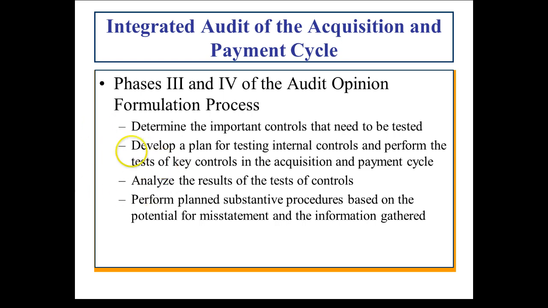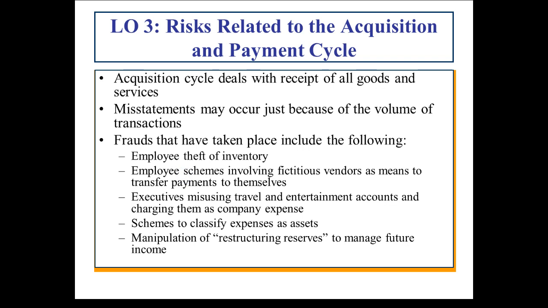Then as we move on to the phase three and four of this process, we need to pay attention to those controls that need to be tested, then develop a plan for testing the controls, look at the results, and based on those results of trusting the controls, perform some various additional tests, substantive in nature. So acquisition cycle, we're dealing with receipt of goods and services. Now, just because of the mere volume of the transactions we're dealing with, there can be misstatement and high risk just due to volume. What are some of the frauds that may take place?